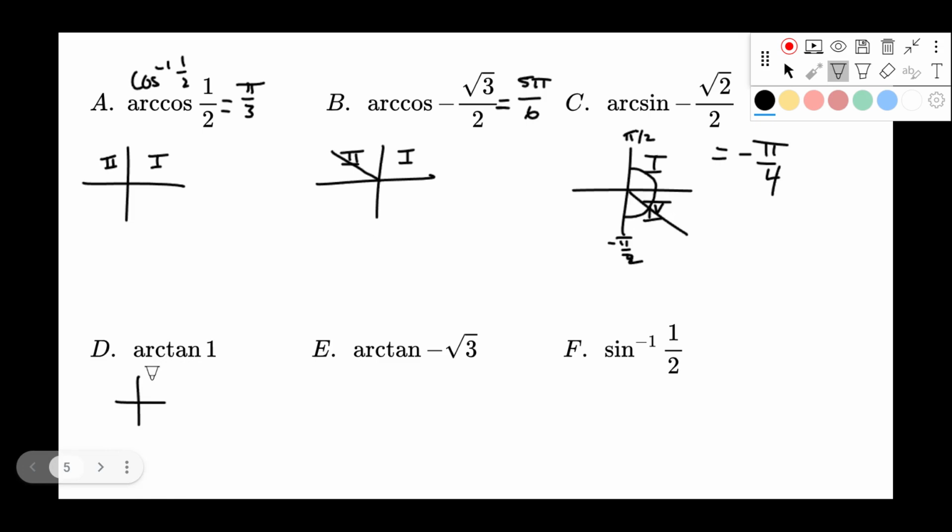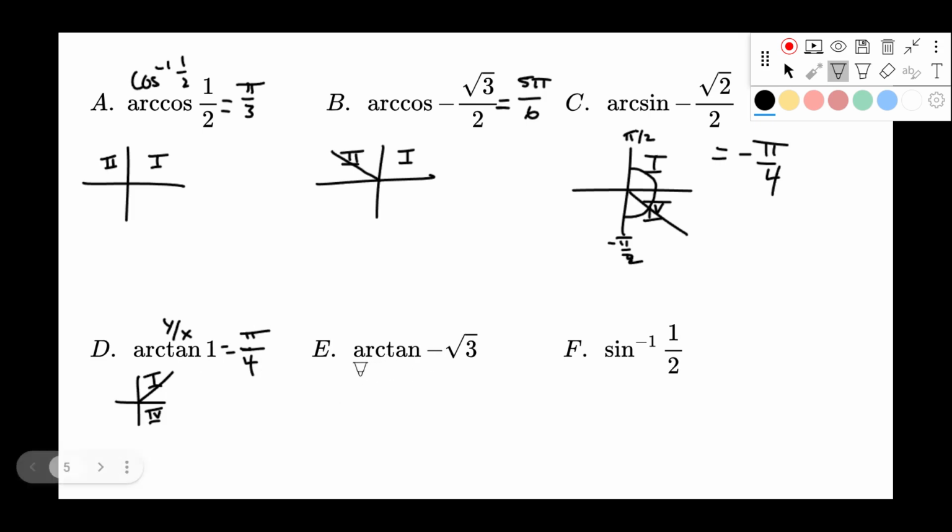Arctan lives in quadrants 1 and 4. Tangent is y over x. So where is the y-coordinate divided by the x-coordinate equal to 1? Where are x and y the same? Tangent has to be positive. It's got to be positive 1, so the answer is going to come from quadrant 1. That's going to be at pi over 4.